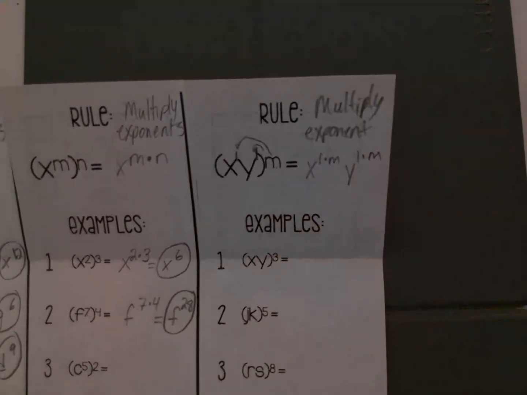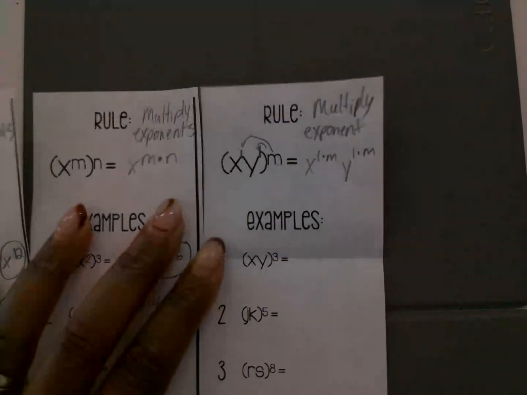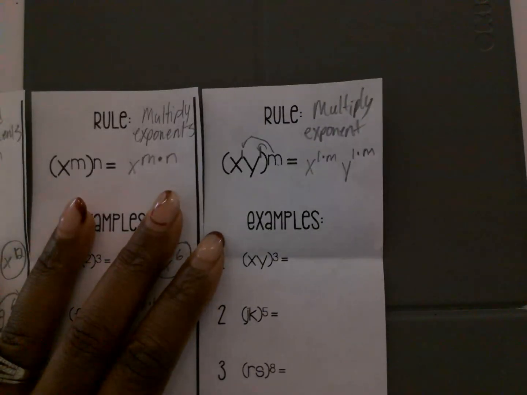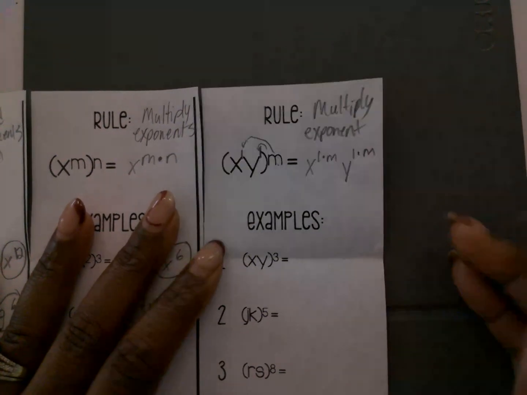Instead of doing it once, you're going to do it as many times as there are exponents in the parentheses. That says x to the m. 1 times m. You're going to do the same thing here.